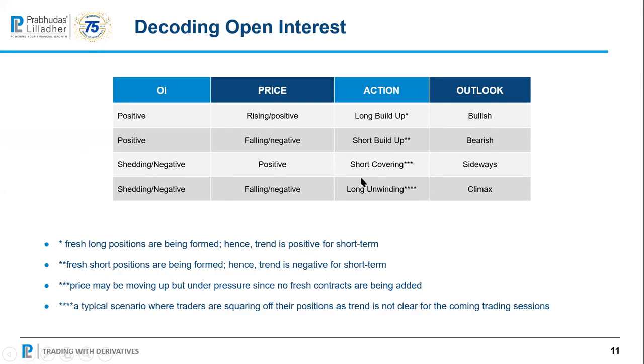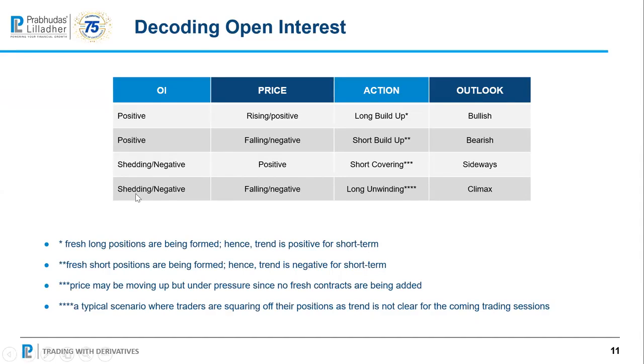When OI is negative, shedding, or coming down gradually, but the price is positive, that means short covering. Short covering is always sideways or mildly bullish. Very many people use short covering as a key indicator to trade in the market. Whenever they see short covering happening, they buy that particular stock for a quick trade, not a very long bullish trade, but for quick profits, and they exit immediately.